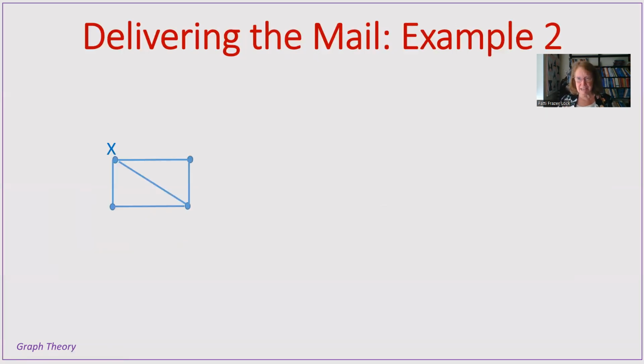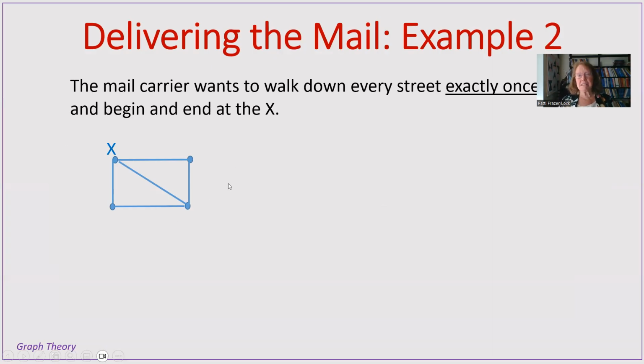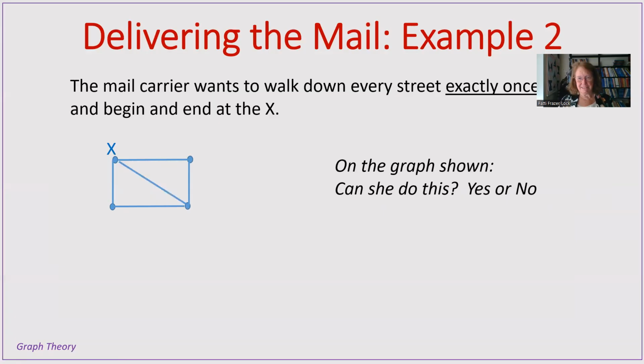Here's a second example of the same thing, an even smaller town now. Same rules, walk down every street exactly once, and begin and end at the X. So I'll let you look at it and think about it for a minute. Can she do it? Yes or no?